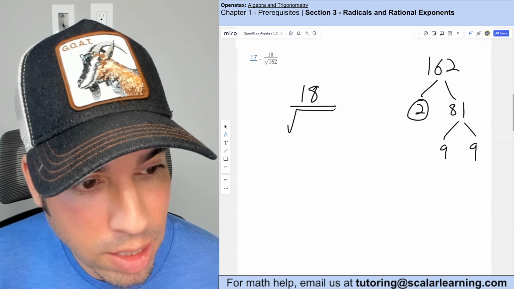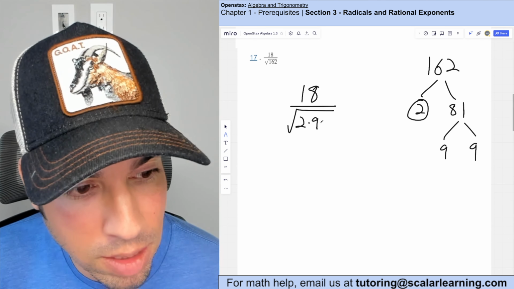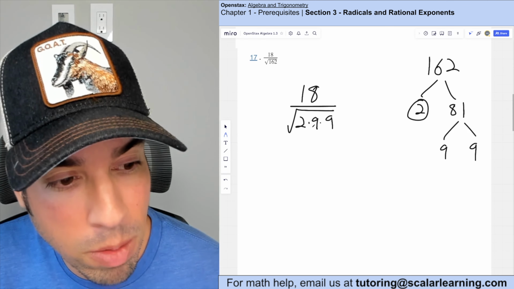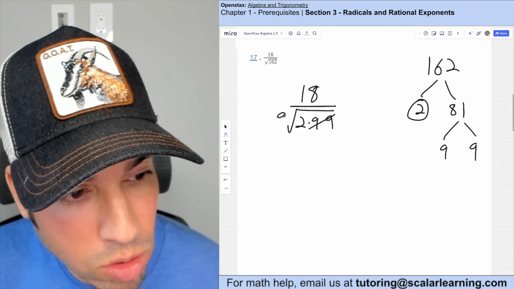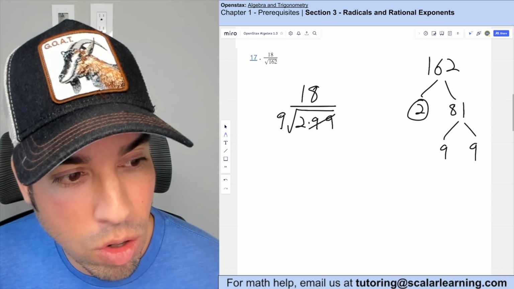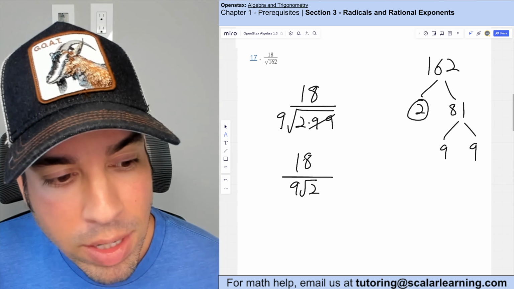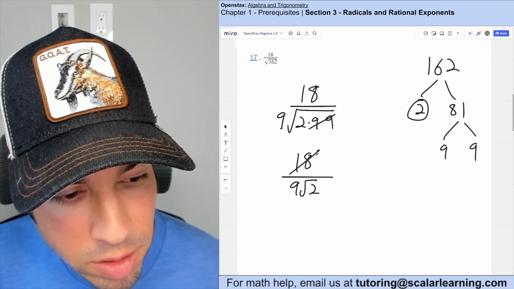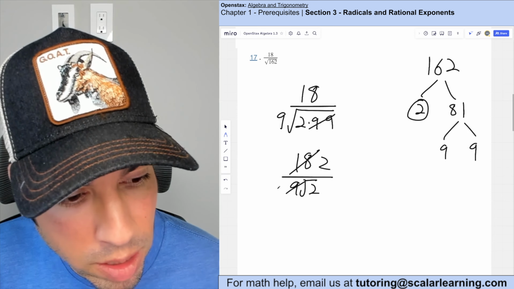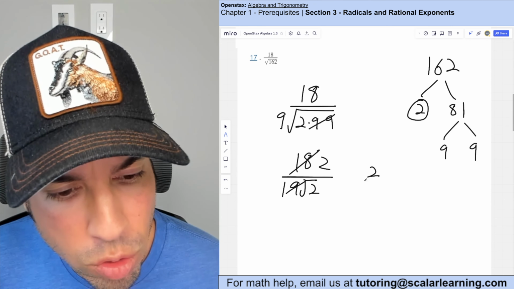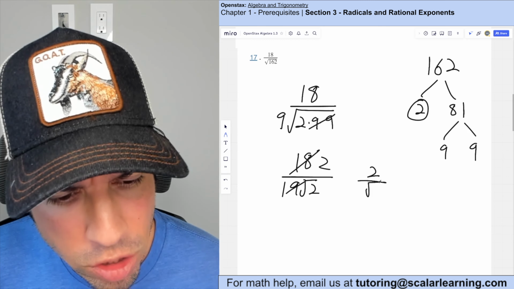So check this out. I can now say it's 2 times 9 times 9. There's a pair of numbers. That comes out as a single 9. Now I've got 18 over 9 rad 2. Now I can simplify the 18 over 9 and divide both by 9. So I've got 2 and 1. So now I've got 2 over 1 times rad 2, which is just rad 2.